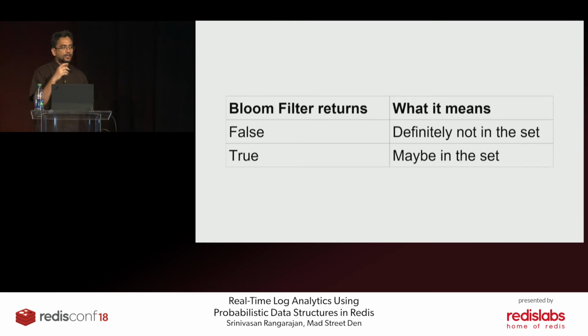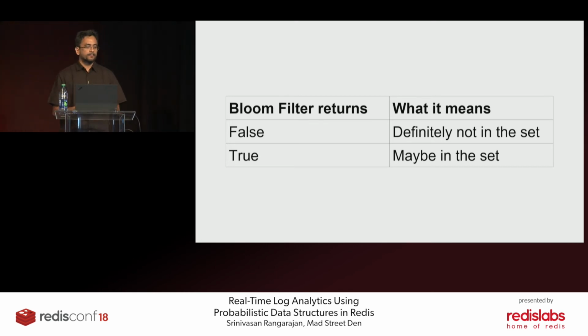So you have to remember that whenever a Bloom filter says false for a membership test, it says it is definitely not in the set. But if it returns a true, then there is a small possibility that it could be in the set or it can't be in the set, right?